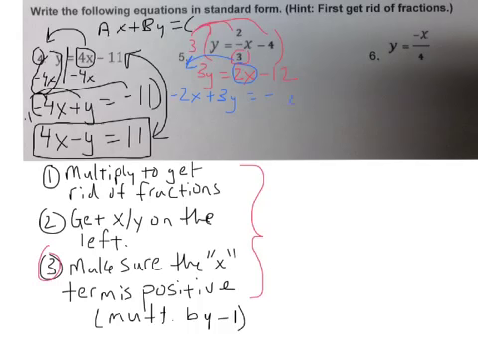Okay? Again here, we're violating this third rule, and so we need to make sure that our x term is positive. So we're going to multiply the whole thing by negative 1, and so we get that triple rainbow again. That goes to positive 2x, that goes to negative 3y, and that goes to positive 12. And so that one is solved.